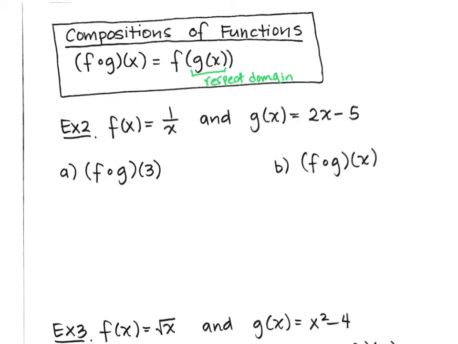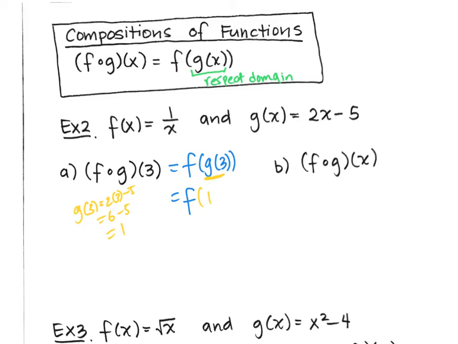So for example 2, it says f of x equals 1 over x, and g of x equals 2x minus 5. For a, I'm going to evaluate f composed with g of 3, which is really f of g of 3. Okay? And when we evaluate this, we do whatever's in the parentheses first. So I'm going to evaluate the g of 3 first. Let's see, what is the answer to g of 3? Well, g is 2x minus 5. So if I do g of 3, and this one's easy enough, you could do it in your head. That's 6 minus 5, so I get 1.